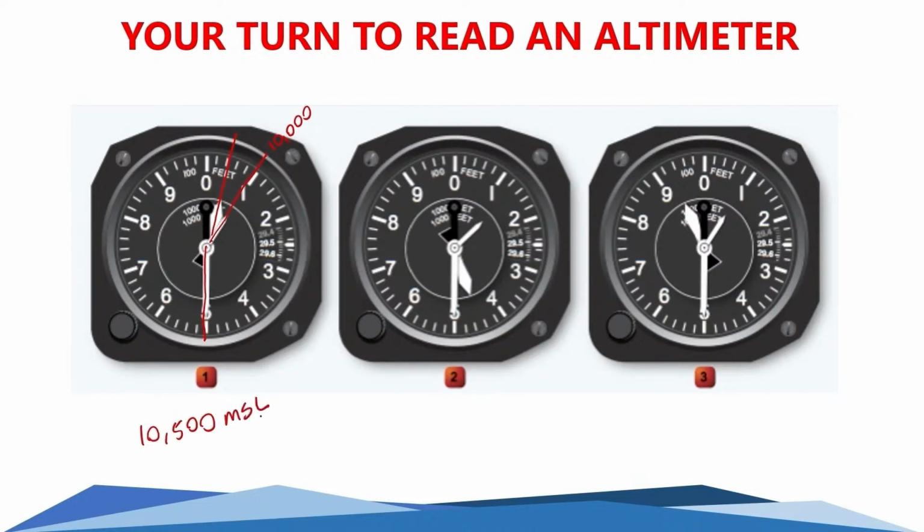Now, the reason why it's not 1,500 or 500 feet is if that was 500 feet, that 10,000 foot hand would be much, much closer, if not near 0. So that's the reason why. All right, let's go ahead and try number 2. Go ahead and put in what you think the correct altimeter is reading on number 2, please.